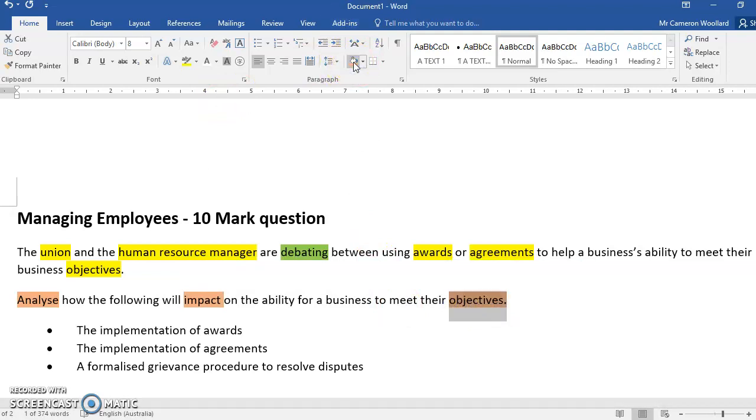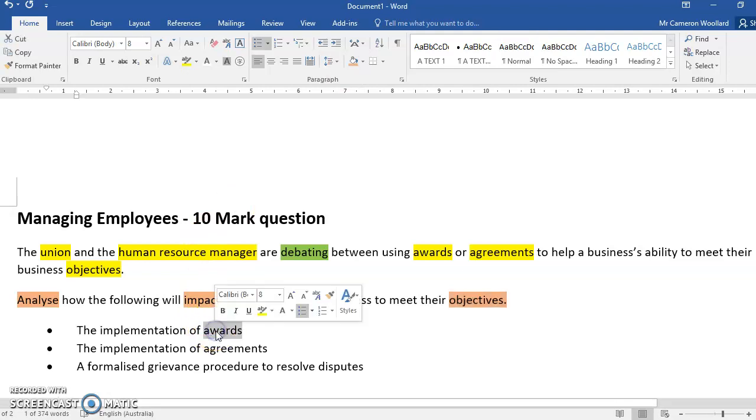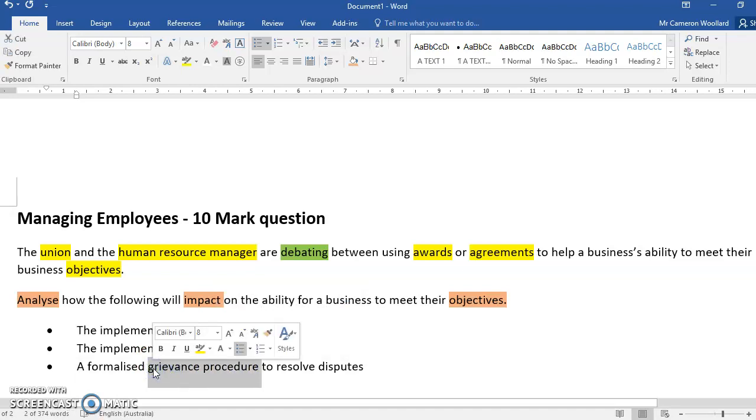So we're looking at, first of all, awards, agreements, and a grievance procedure. Okay? So we're going to make sure that you reference all of those key points in your response.